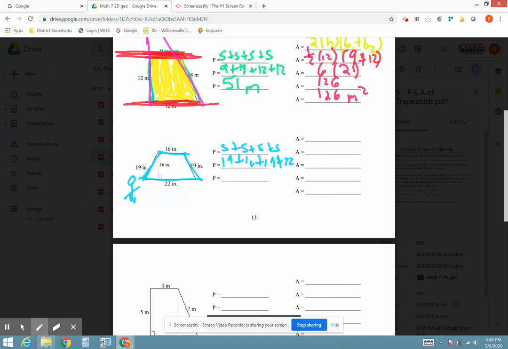Okay, so I'm going to grab my calculator and add up 19 plus 16 plus 19 plus 22, and I get 76 inches. Then for area, I'm going to write out the formula: 1/2 height, base 1 plus base 2.